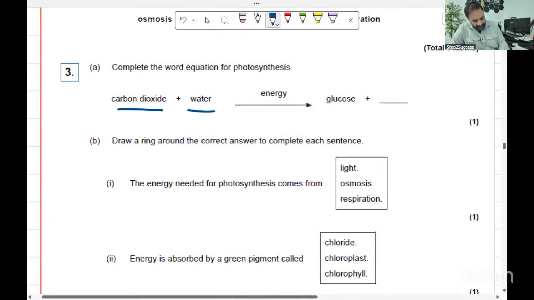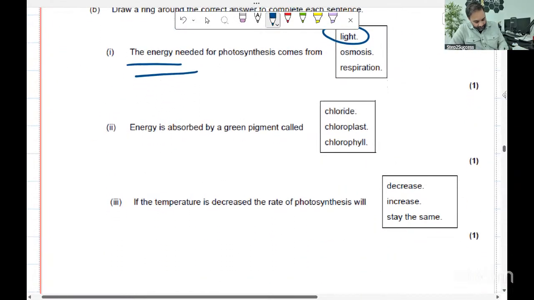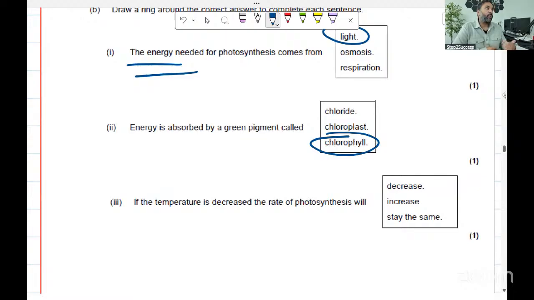Carbon dioxide plus water gives glucose plus oxygen. That is the thing there. The energy for photosynthesis comes from light, and energy is absorbed by a green pigment called chlorophyll, not chloroplasts, chlorophyll. And if you make it colder, photosynthesis happens less, basically. So it will decrease if you make it cooler.